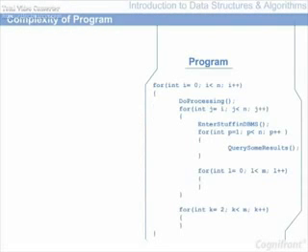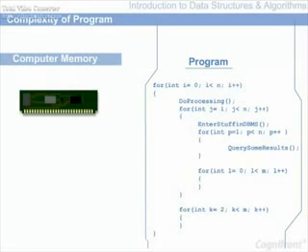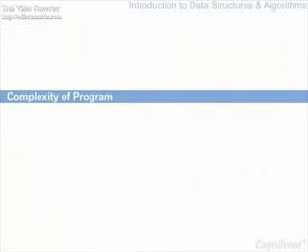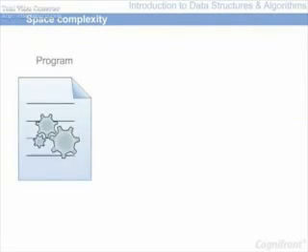Complexity of program. The performance of a program can be analyzed by its complexity, that is, the amount of computer memory and time needed to run a program. So, we use two approaches to determine the performance of a program: space complexity and time complexity. Let's see what is space complexity.